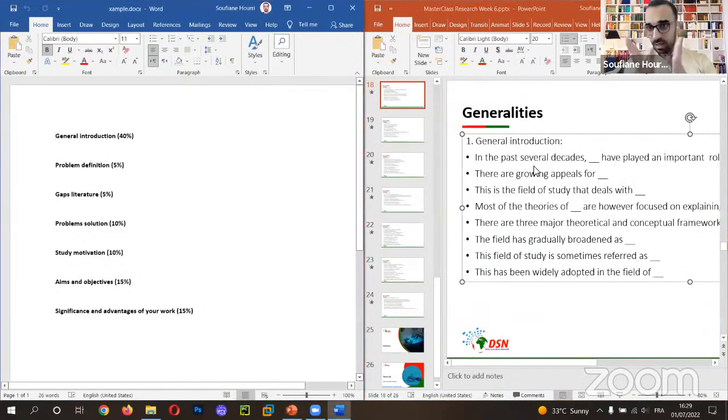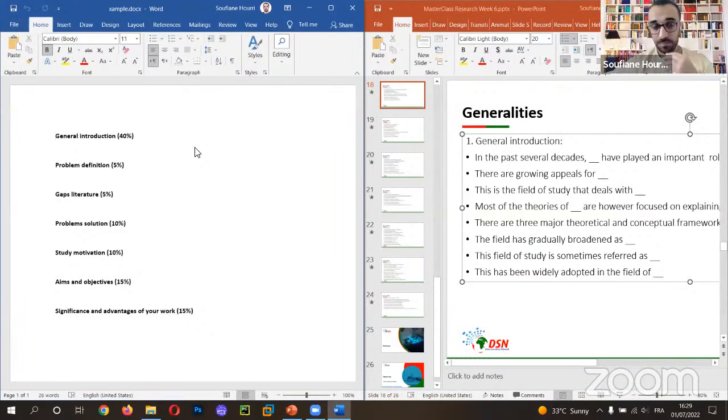So in general, try to do something similar. Come up with a Word file and put the headlines. I'm not going to use these headlines in the introduction, but just for you, in order to write the introduction easily. For each part you should dedicate a percentage of words.